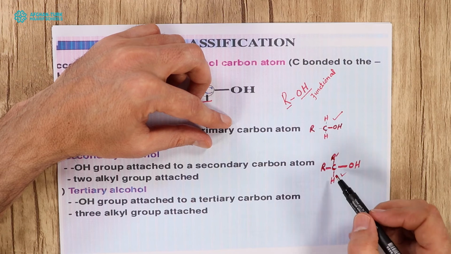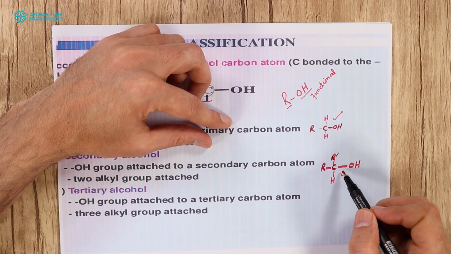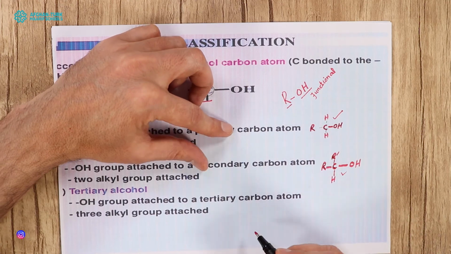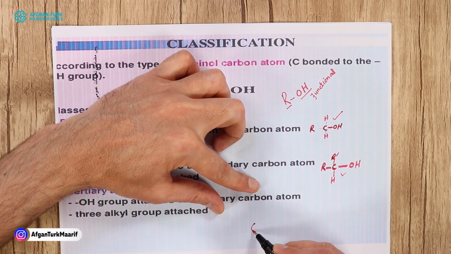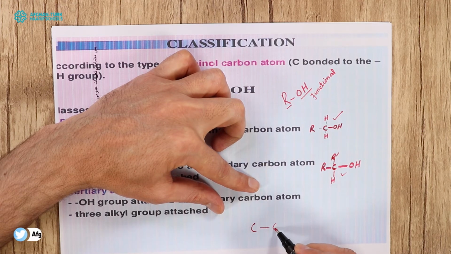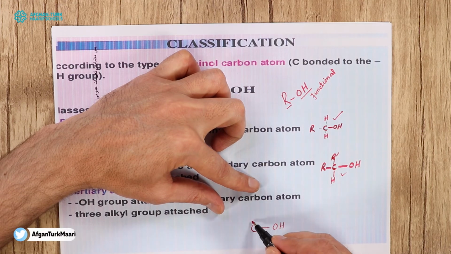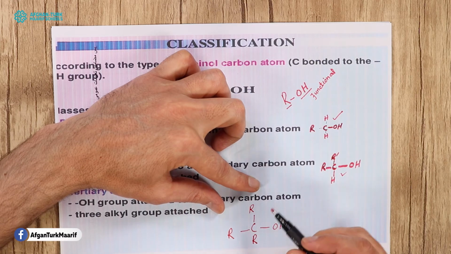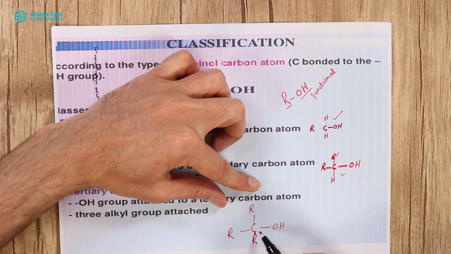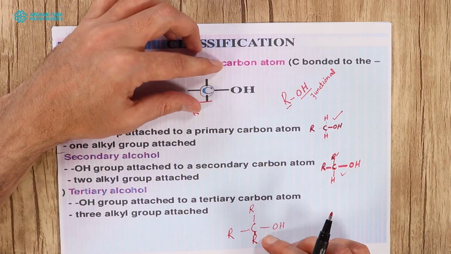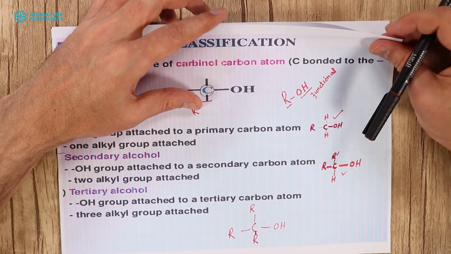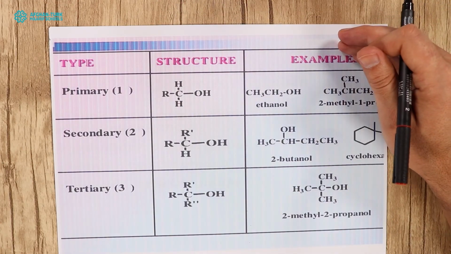Now tertiary alcohols. Here the carbon of the OH group is attached to three alkyl groups. For example, if you have this carbon with the OH functional group of alcohol, and this carbon is attached to three alkyl groups, then such alcohols come under the category of tertiary alcohols. Dear students, next you will see their examples.